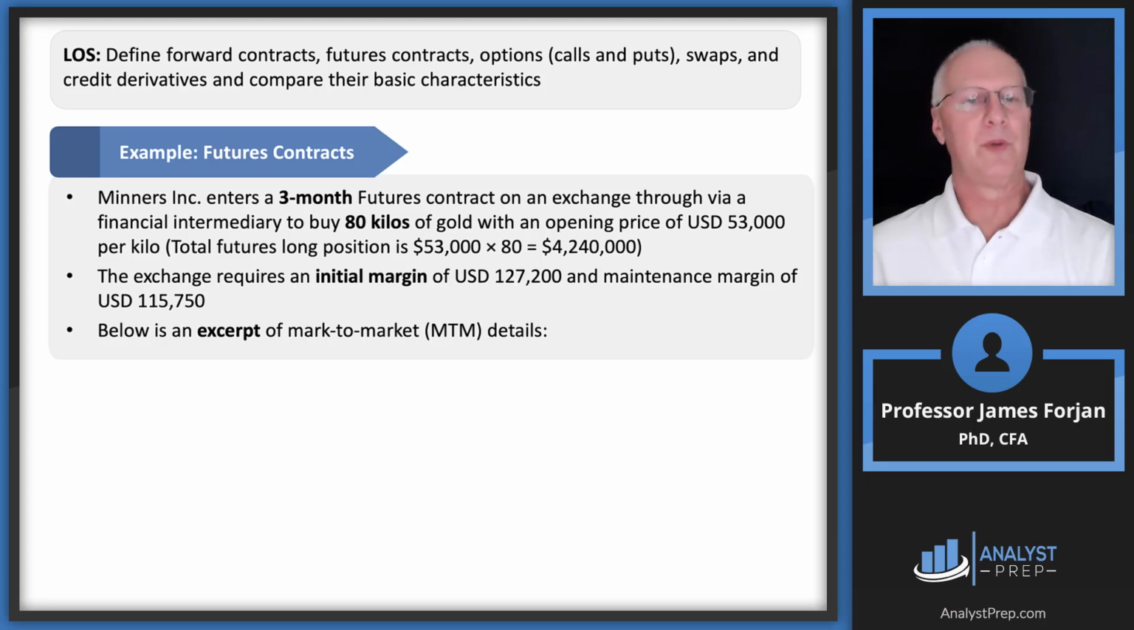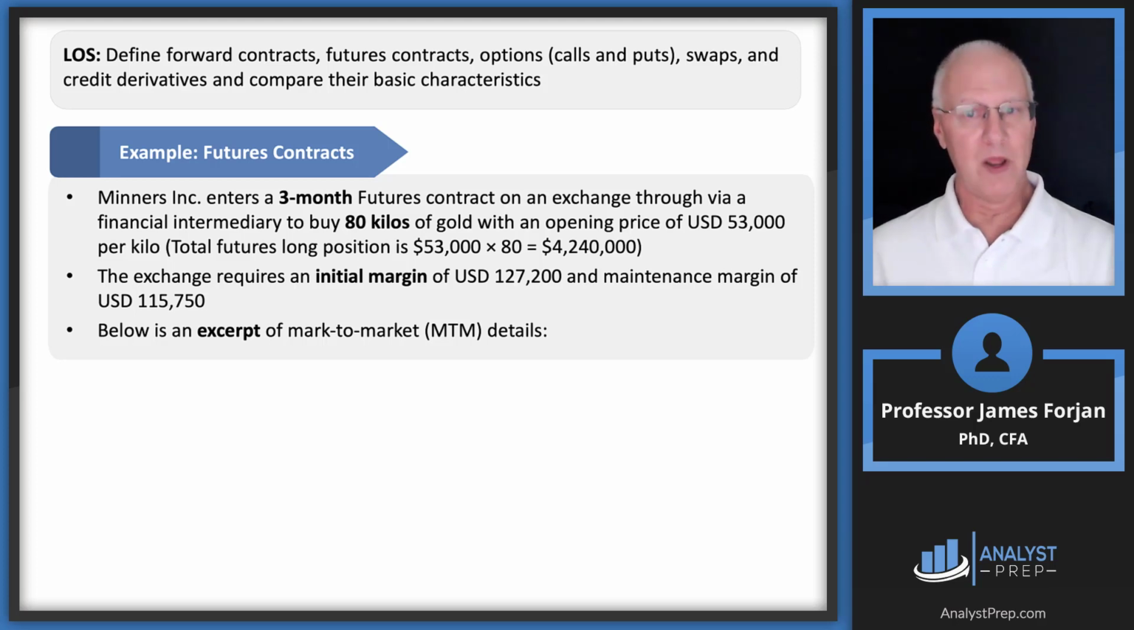All right, so let's suppose we go back to our Minners example as well as we did before, but let's do this with a futures contract. All right. So we're going to do the same thing. We want to enter a 3-month futures contract. We want to buy 80 kilos of gold. And there's that opening futures price of $53,000. So that's the same thing.